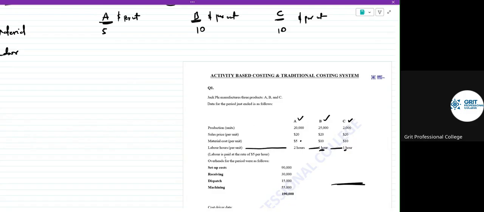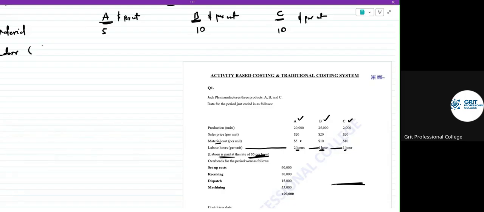The question further tells us that the workers are paid $5 per hour. So by multiplying the hours for the respective product by the rate paid to the workers across all three products, we can determine the labor cost per unit. In another question, the examiner will give you the labor cost per unit straight away, just like they did for the material cost. So I just want you to be mindful of it.